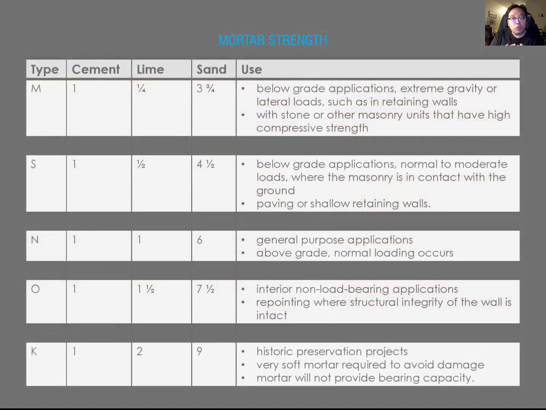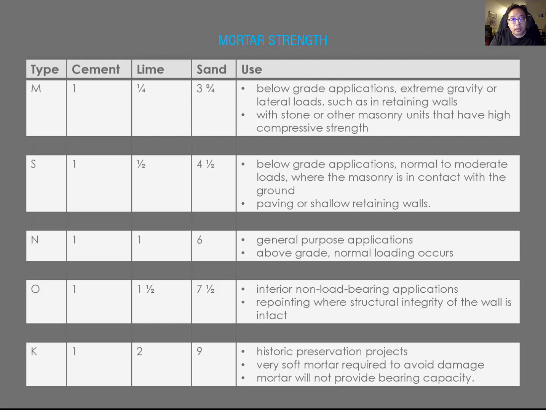Now we talk about the mortar strength. I think that is also very important to understand and to memorize the type. So there are 5 different mortars for our industry. You can see M, S, N, O, K.